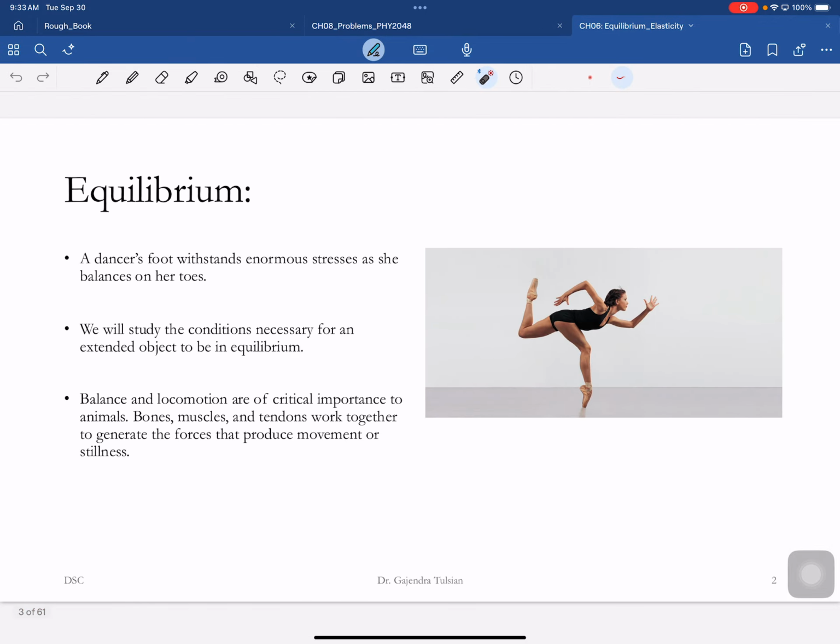Okay? So here's this lady. She's balanced on her tiptoe, and she's in equilibrium. You will learn that this is unstable equilibrium. It takes a lot of talent to be able to do this. Now, here's a couple of things going on.